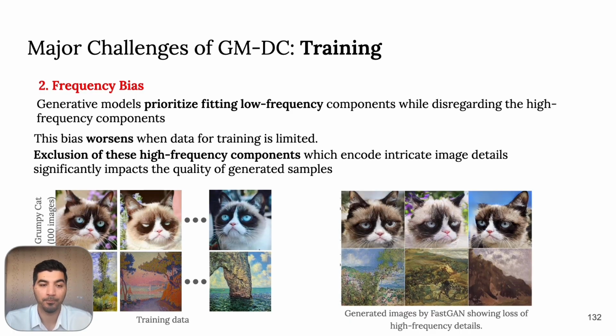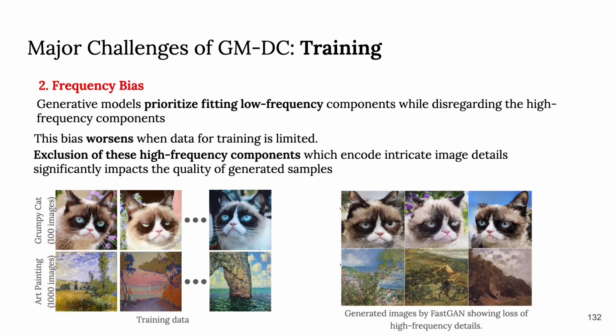For example, we have this training data of grumpy cat and art painting. We have 100 images from each of these domains. If we train a FastGAN on these datasets, the generated images show loss of high frequency detail. You can see some loss in the ears of generated cats, or you can see that the higher frequencies of the generated art paintings are quite mixed together. Exclusion of these high frequency components, as you can see, results in missing the details of the image.